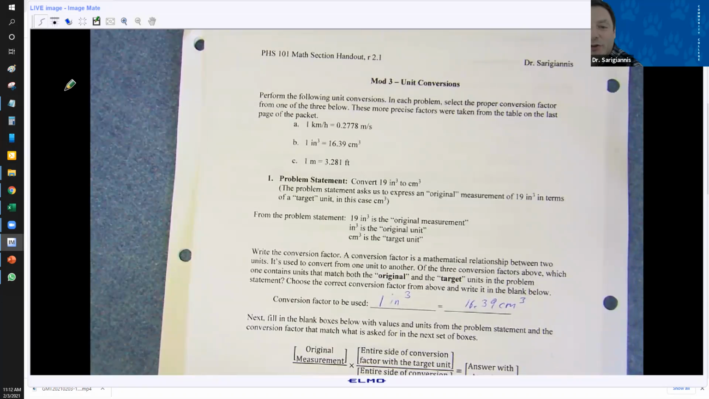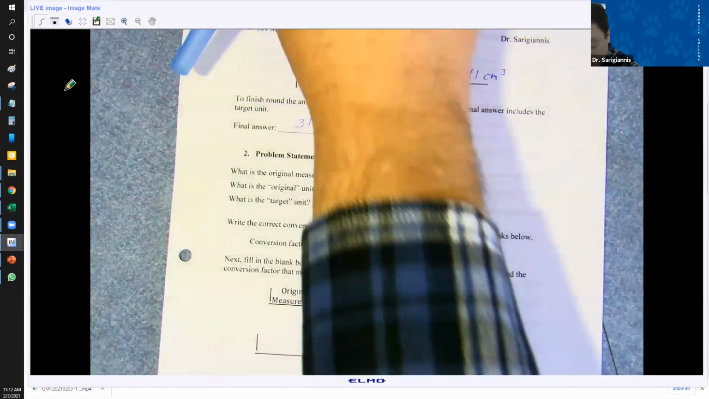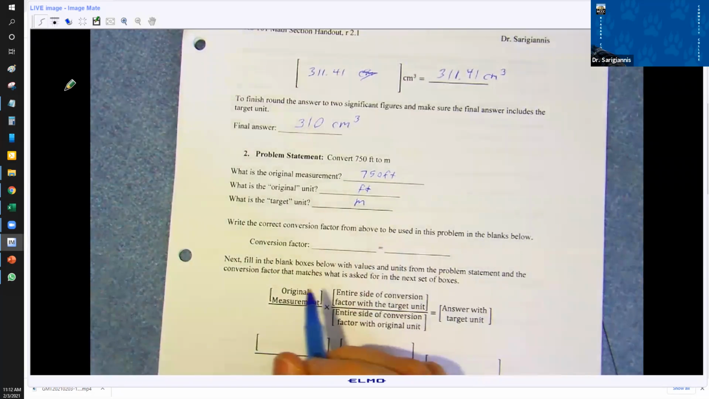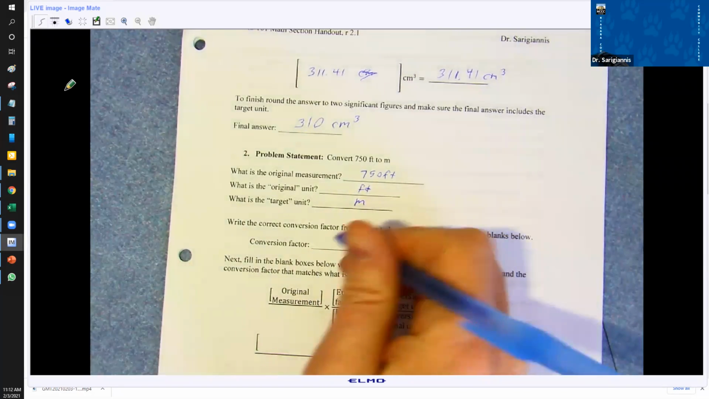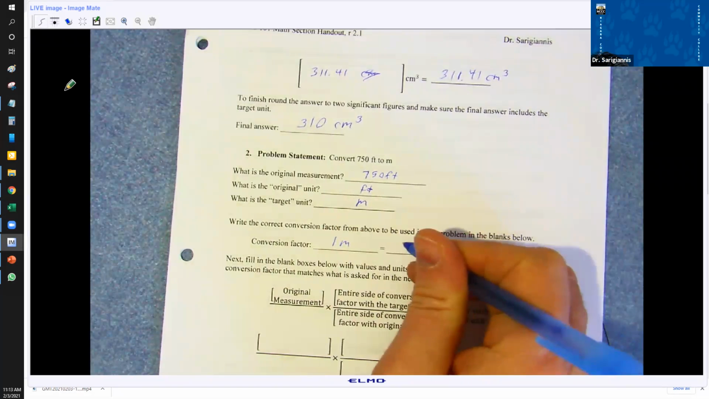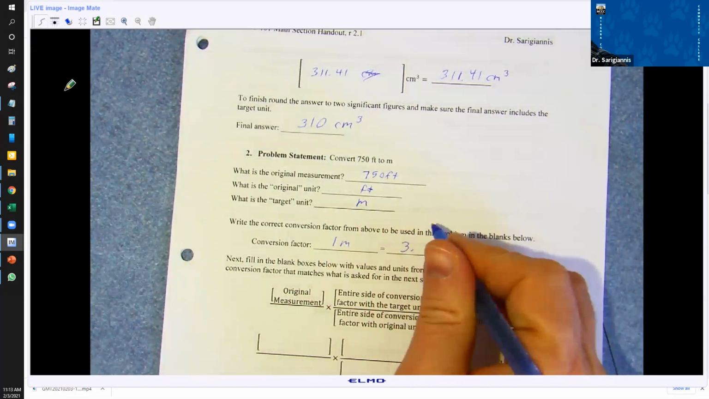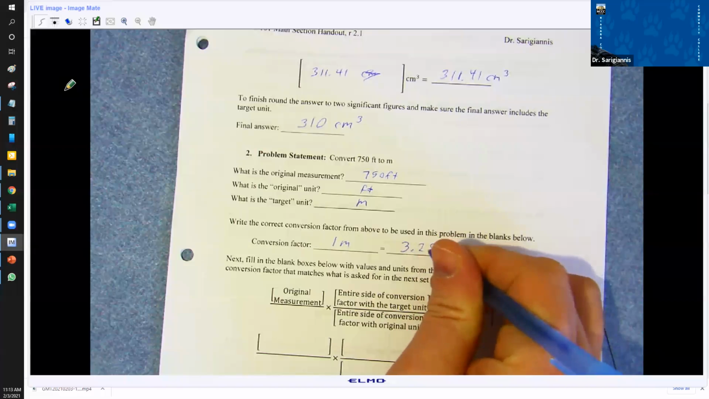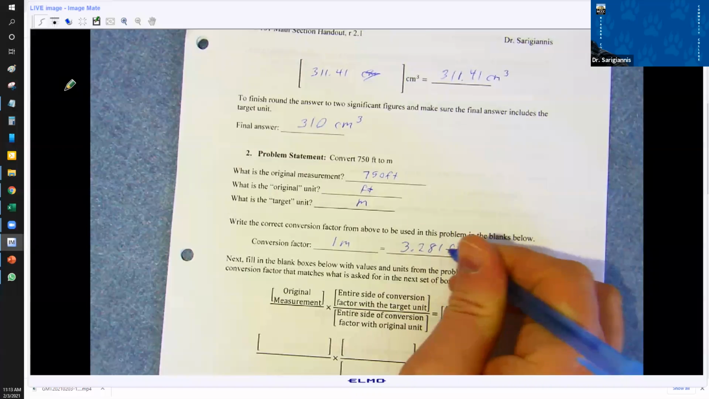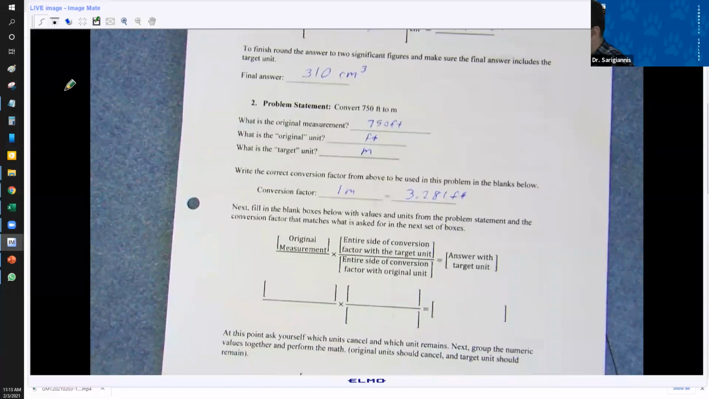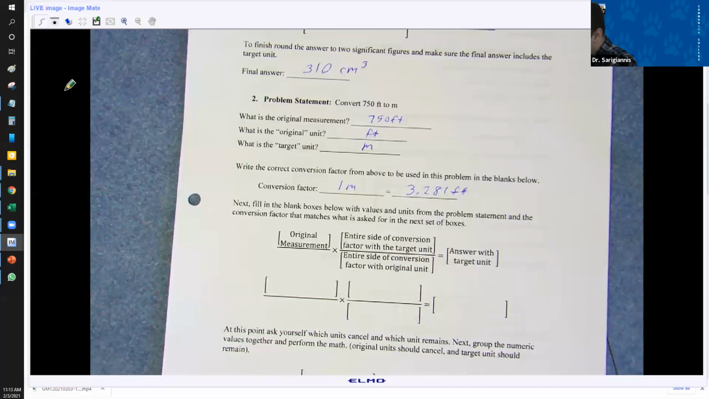1 meter is 3.281 feet. Oh, geez, I'm gonna turn my phone off. So we can use that. Now you may be given the reverse conversion, right? 1 foot is whatever meters. And you can also use that as well. It's just a matter of how you set up the proportion or the ratio.